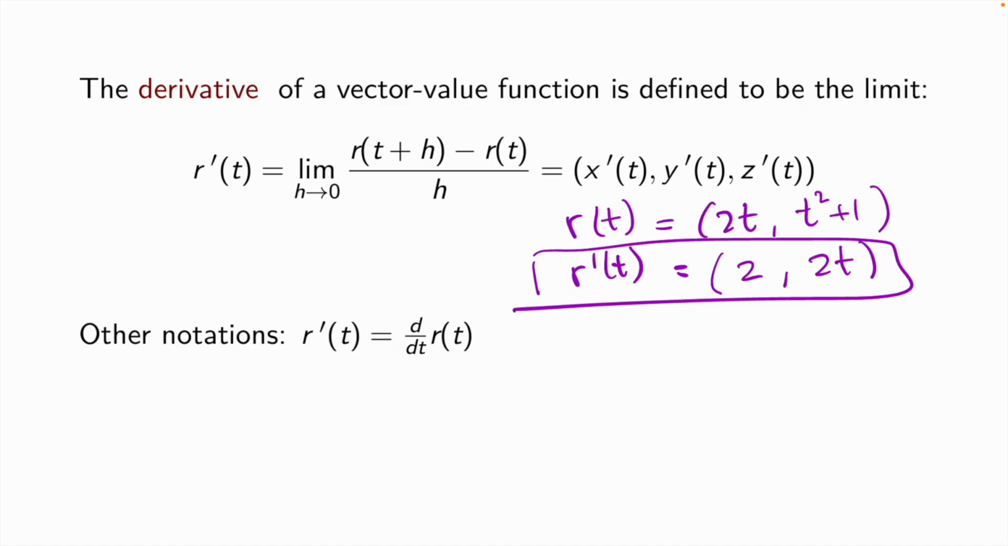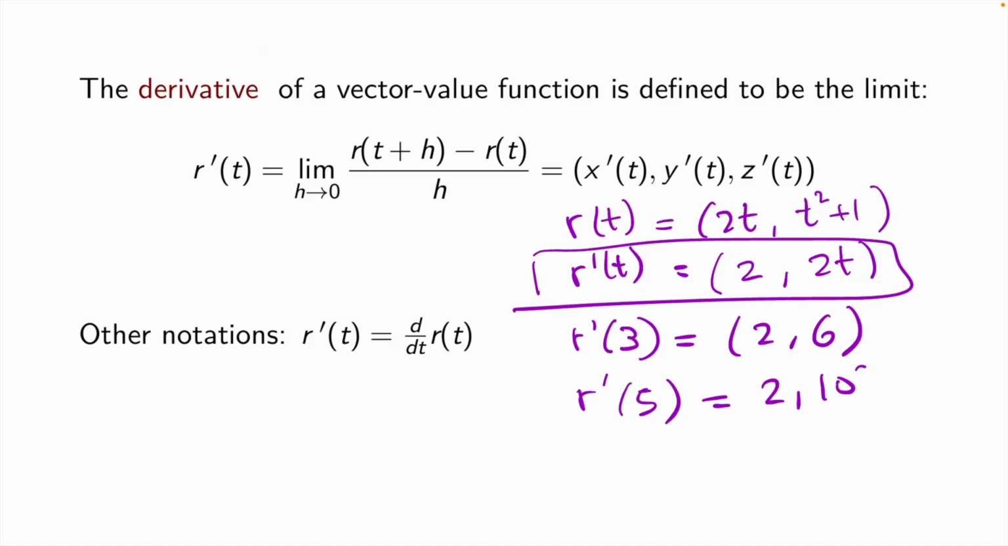Now, if we want to calculate how much is the derivative at some particular value of the variable t, we just plug in. If we want to know how much is the derivative at t equals 3, for instance, then the derivative is going to be (2, 2 times 3). So the derivative at 3 is (2, 6). How much would be the derivative at 5? Then it will be (2, 2 times 5), which is (2, 10). So we have the derivative at any point that we may want.